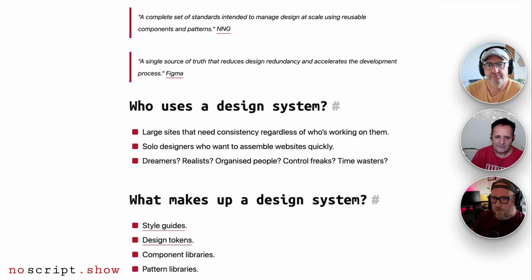So, I guess there's two different types in that sense. There is the large sites that need consistency as they keep changing their website, regardless of who's employed at the time. So they need some set of rules, if you like, about how the styling and the content is added to a particular site. And then we've got people like us, maybe who are solo designers or maybe small groups, who want quick ways to assemble websites and might use a design system like that.